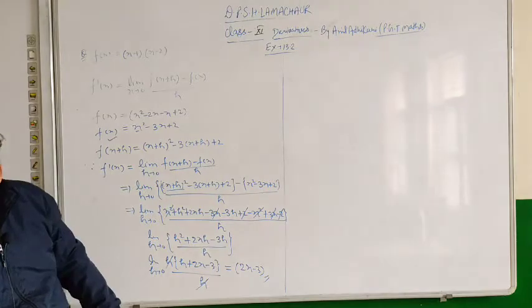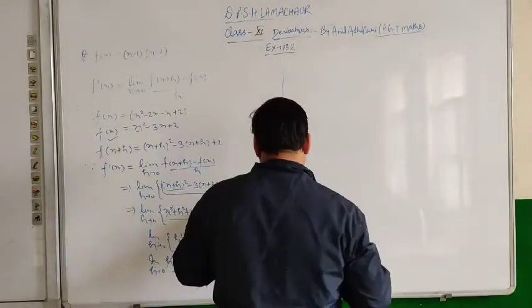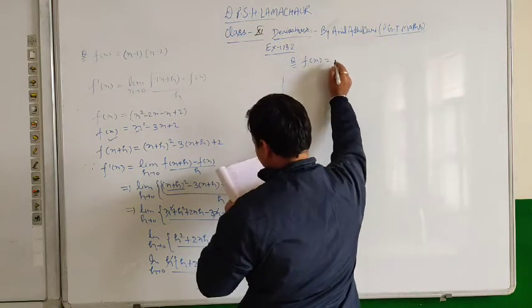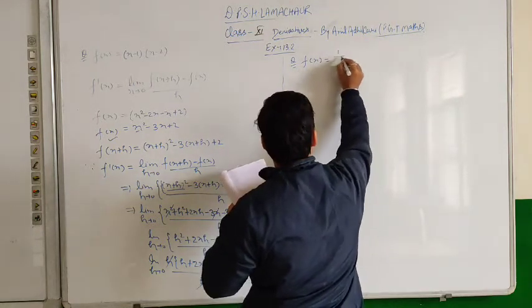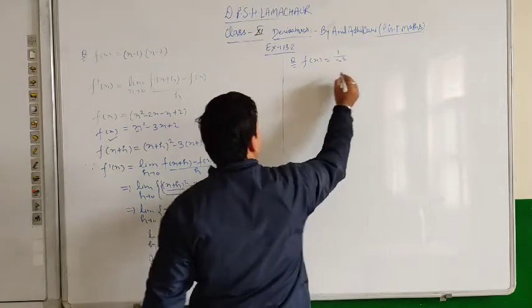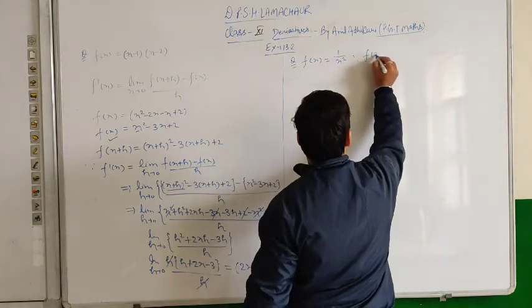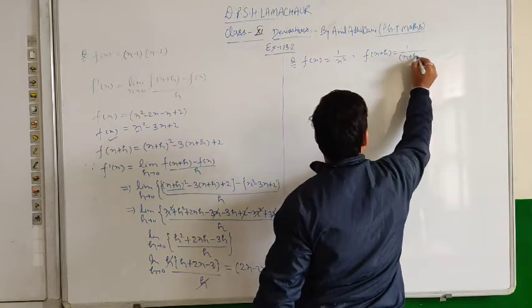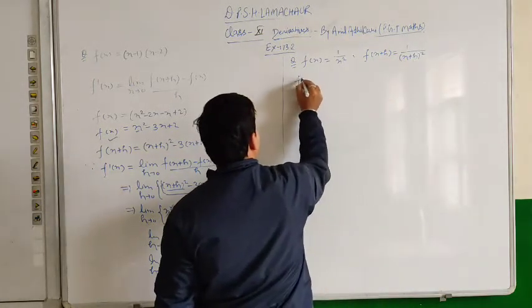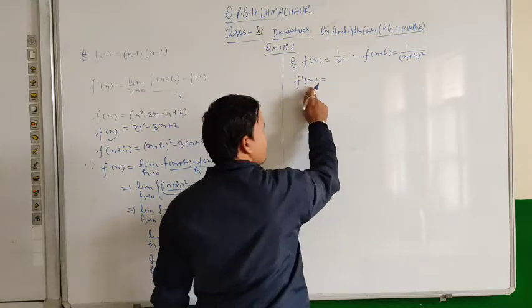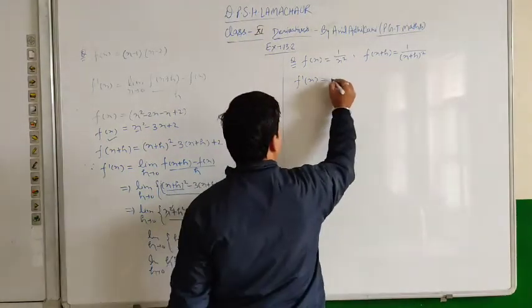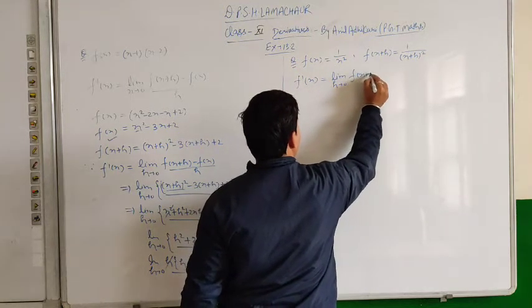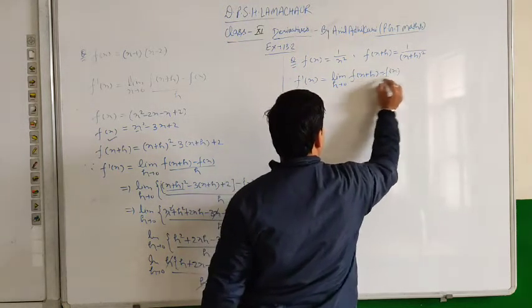Okay, now the next is given as f(x) is given as 1 upon x square. So again, if f(x) is equal to 1 upon x square, then f of x plus h will be 1 upon x plus h whole square. Now since we know that the derivative of any function, f dash x, is equal to limit h tends to 0, f of x plus h minus f of x divided by h.